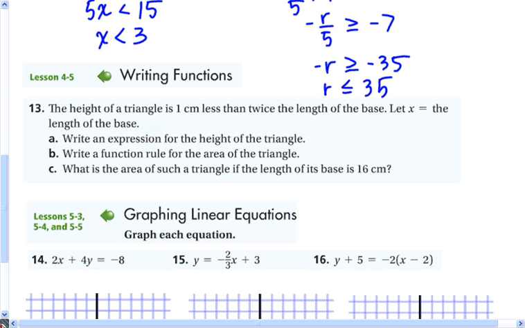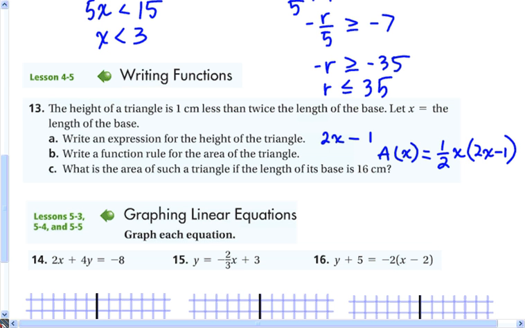Okay, to write a function, the height of a triangle is 1 centimeter less than twice the length of the base. Let x equal the length of the base. So write an expression for the height. The height is 1 centimeter less than twice the length of the base, which is x. So we're going to just call it 2x minus 1. And write a function rule for the area. The area of a triangle is 1/2 the base times the height. So we're going to do this as a function of x. And so we're going to take 1/2 the base, which is x, times the height, which is 2x minus 1.